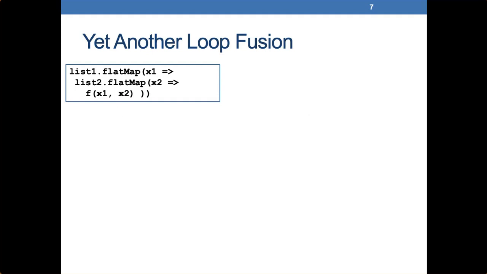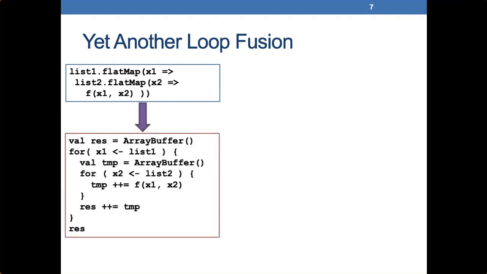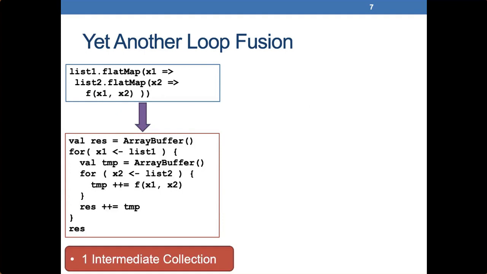So the corresponding imperative implementation is going to be as follows. And if you see here, we have one intermediate collection inside the outer loop, which is this variable tmp that you can see here. First we are iterating over the outer list, and we are allocating this intermediate tmp, where the elements are appended by this function f of x1 and x2. And at the end, we are appending all those elements to res.